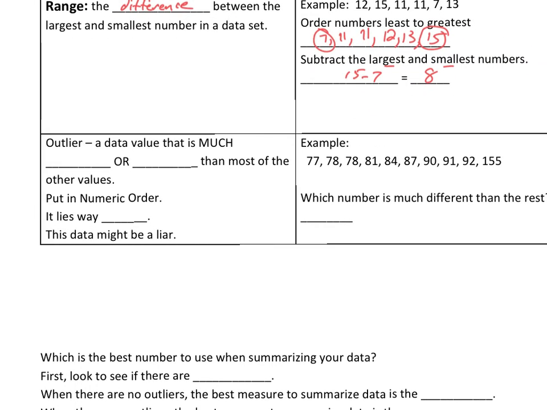Okay, next, a new term for some of you: outlier. An outlier is a data value that is much smaller or much larger than most of the other values. Okay, so if we put them in numeric order, it lies way outside the rest.